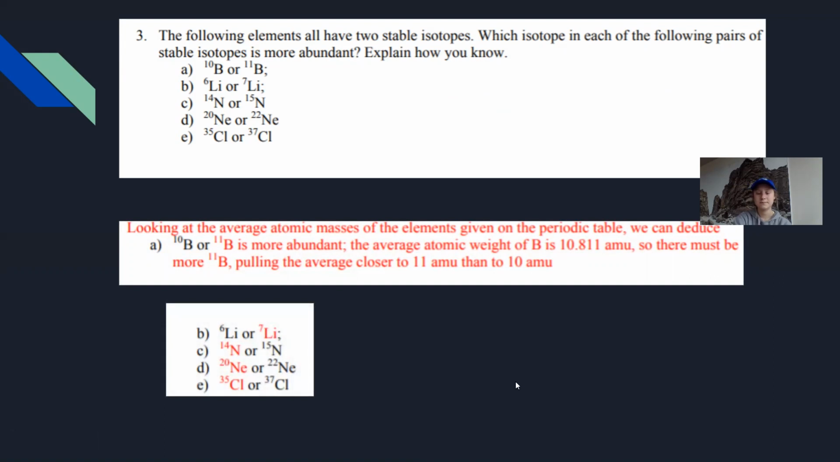Okay. So if that doesn't make sense, just remember that all you have to do is look at the periodic table and compare which isotope or what the average atomic mass is on the periodic table, and that will help you determine which isotope is more naturally abundant.